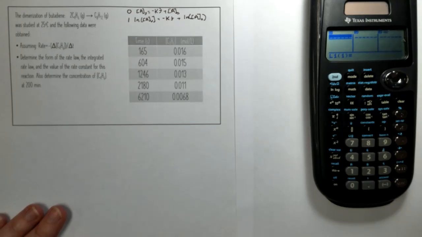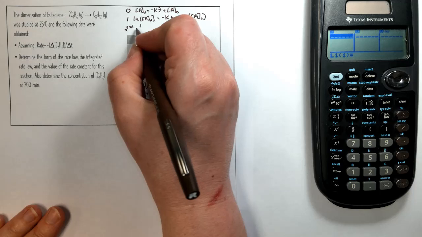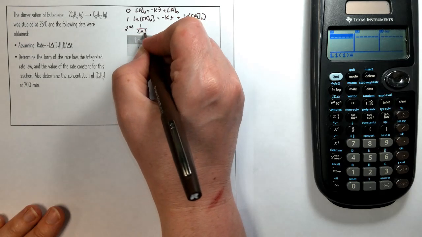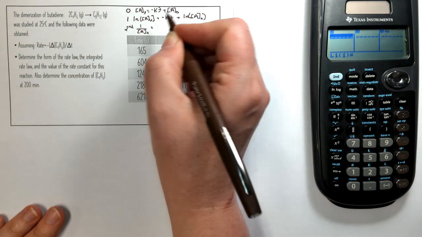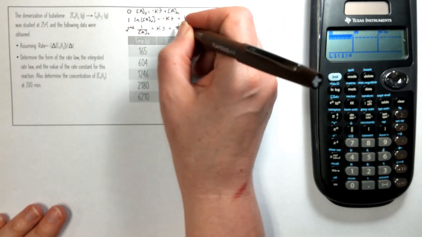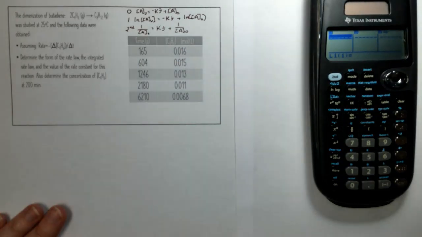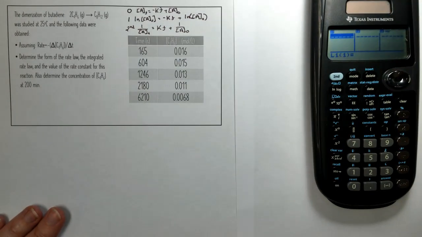And then our second order integrated rate law says that 1 over the concentration of our analyte at time t is equal to kt plus 1 over the concentration of A at time 0. All right, so these are our three different integrated rate laws, and we're going to be using our TI-36X Pro to solve this problem.